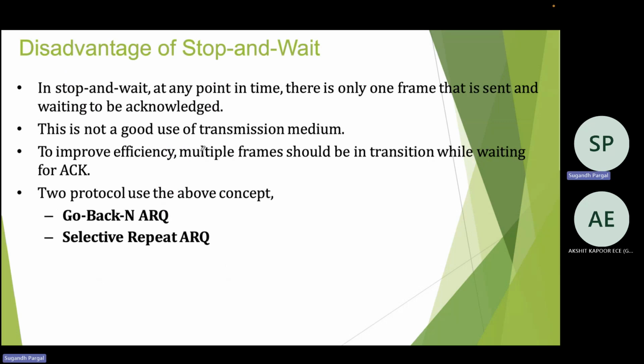What is the disadvantage of stop and wait? In stop and wait, at any point in time, only one frame is sent and waiting to be acknowledged. So this is not a good use of the transmission medium. To improve efficiency, multiple frames should be in transit while waiting for acknowledgement. Two protocols are used to address this concept: go back N ARQ and selective repeat ARQ.